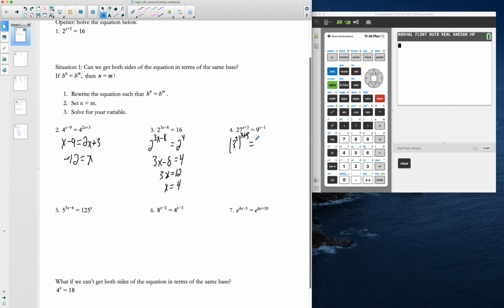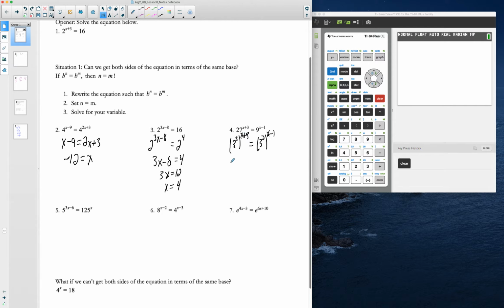Equals, and 9, if I rewrite 9, is 3 squared. So that would be 3 squared. And remember, that is still being raised to the x minus 1 power. Now, here's what we have to remember: what do I do when I have a power to a power? And we do multiply those powers.